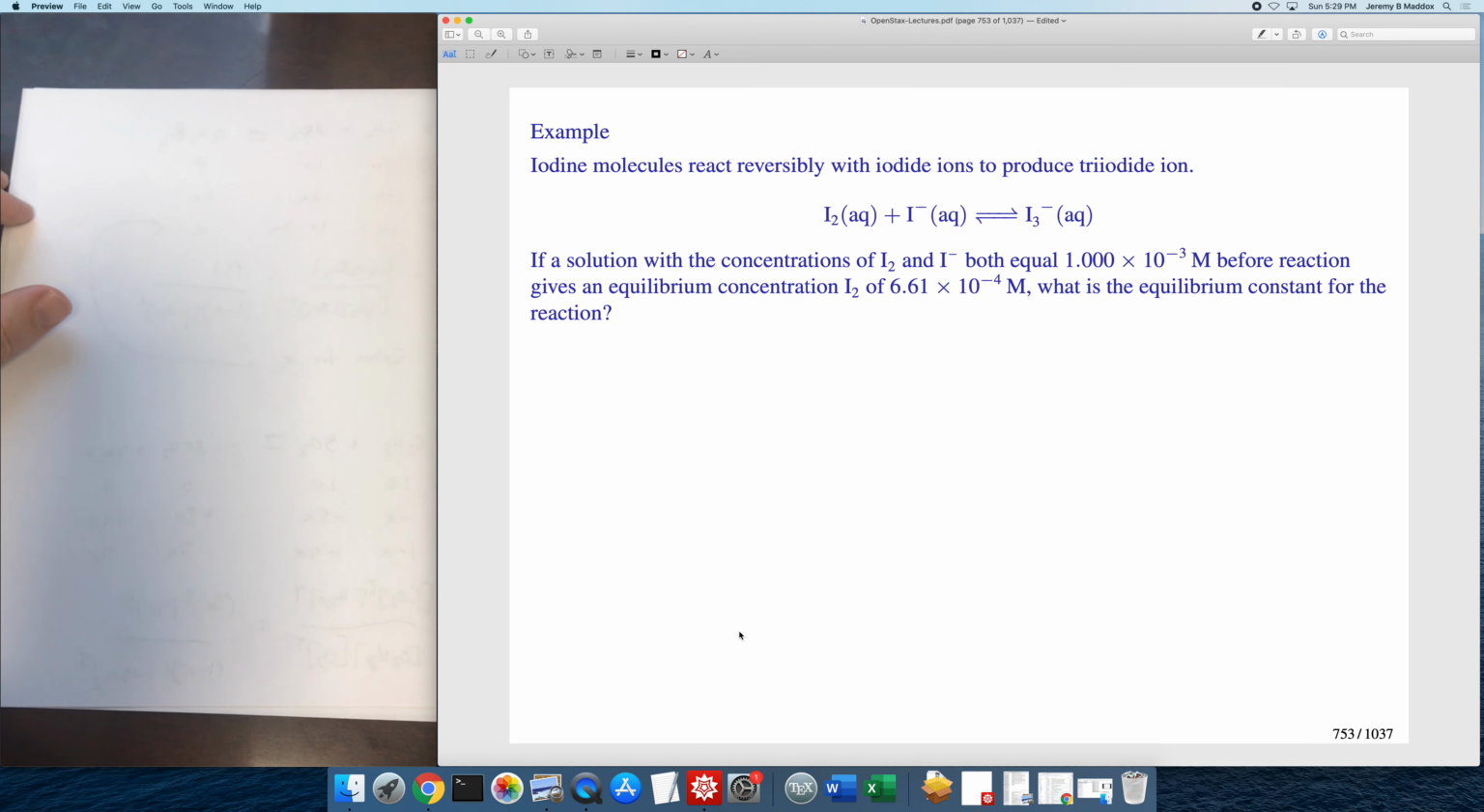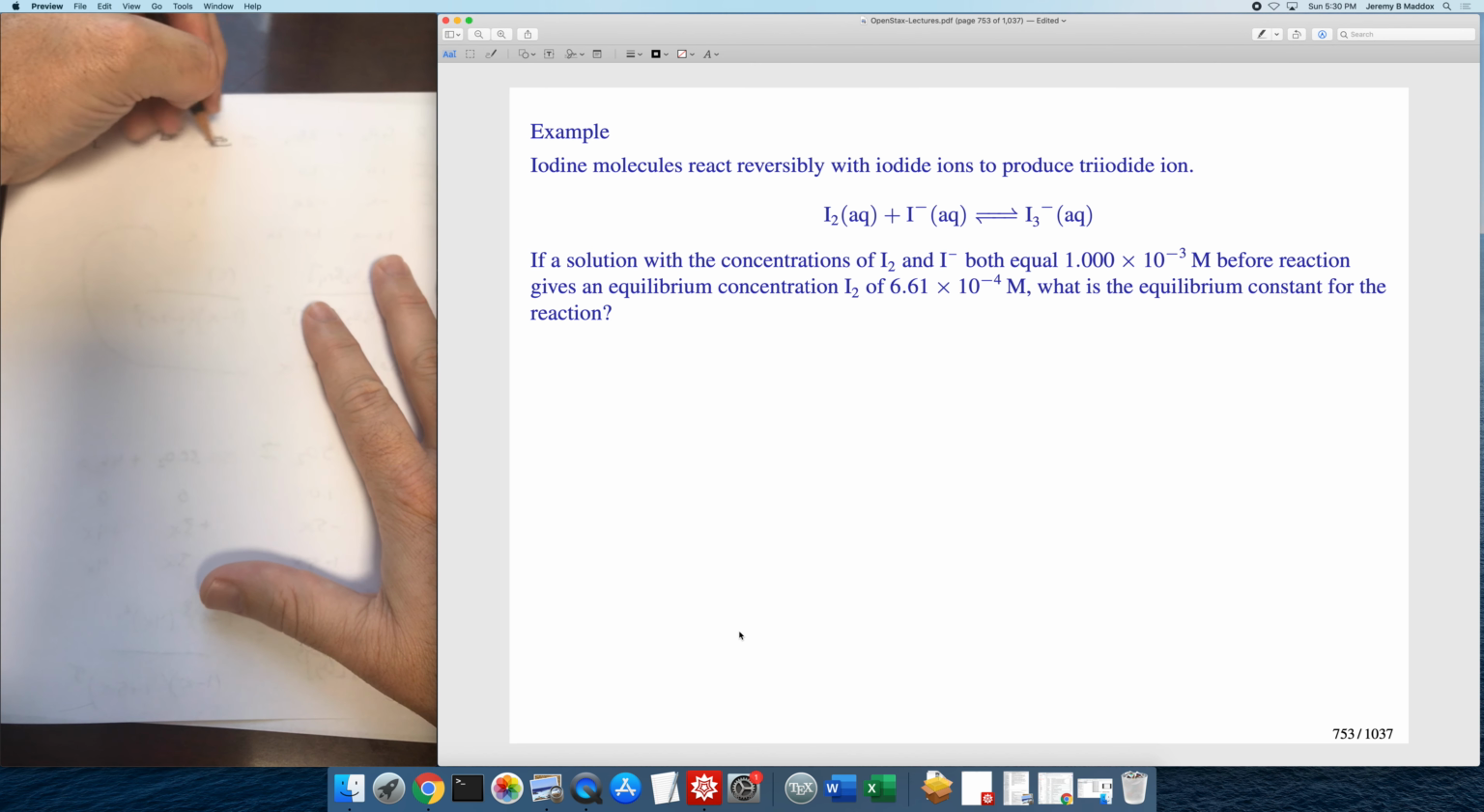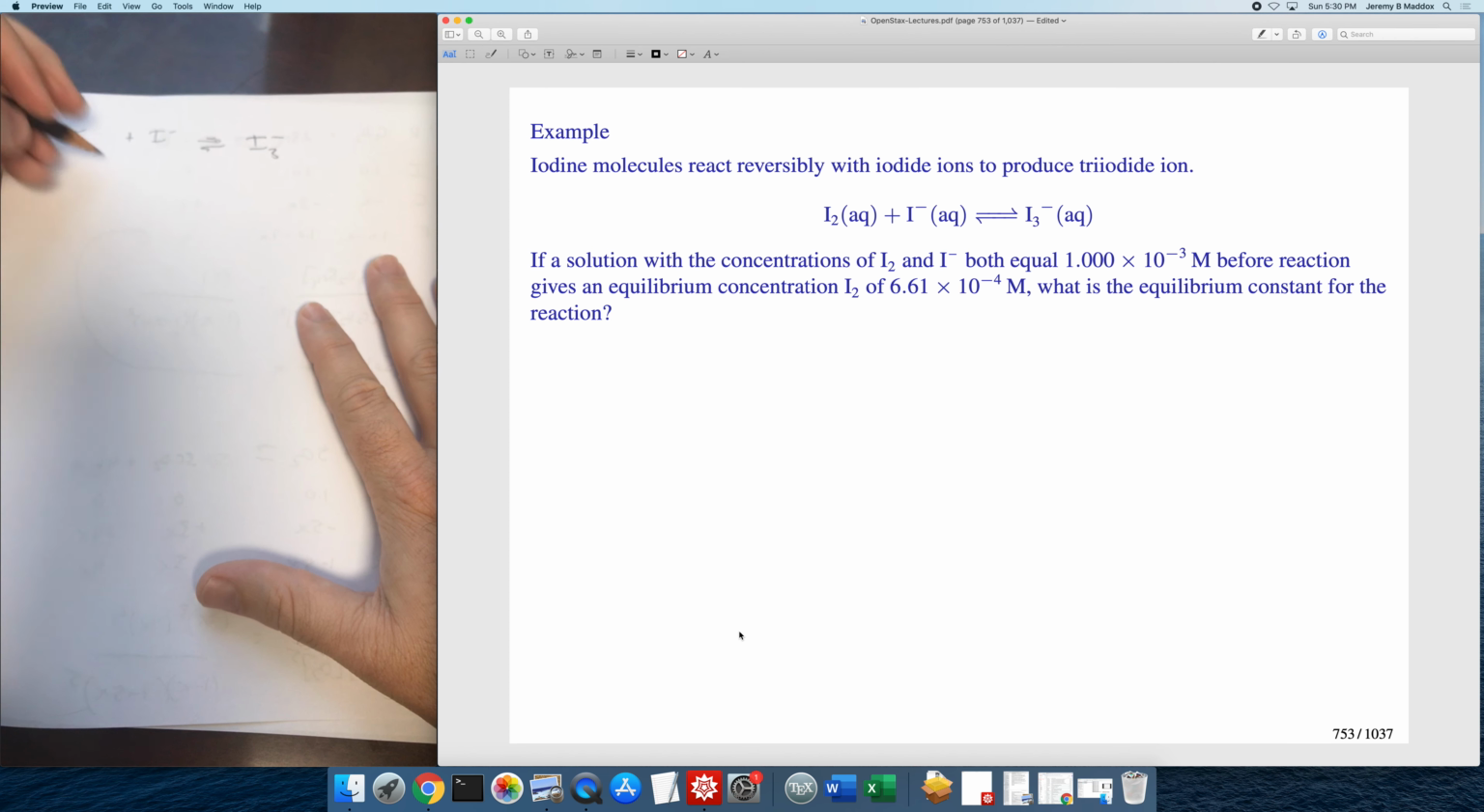So we've got the reaction of iodine and iodide to produce the triiodide ion. If a solution with the concentrations of iodine and iodide both equal to 1 times 10 to the minus 3 molar before the reaction gives an equilibrium concentration of iodine of 6.61 times 10 to the minus 4 molar, what is the equilibrium constant for the reaction? Well, it's probably helpful to set up the ICE table. Probably don't need it, but just to practice this.